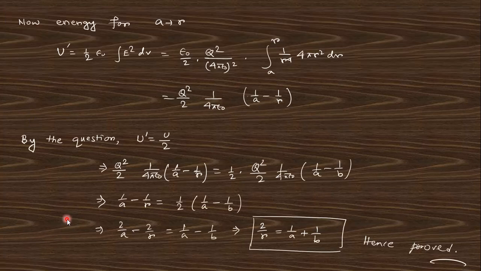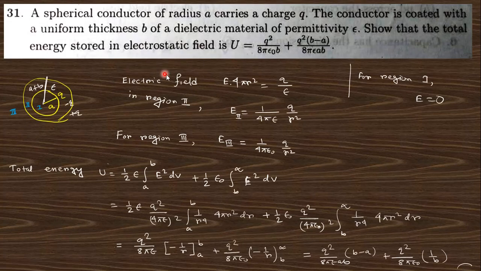Next question. A spherical conductor of radius a carrying a charge q. So this is a spherical conductor of radius a whose charge is q. The conductor is coated with a uniform thickness b of dielectric of permittivity epsilon, so the total energy stored in this field will be like that.